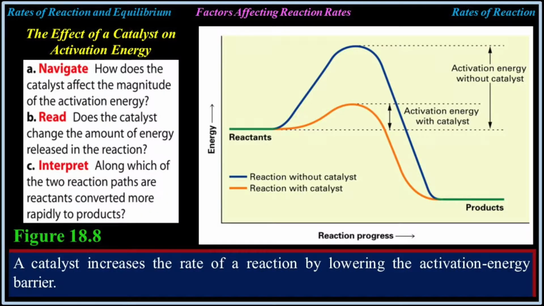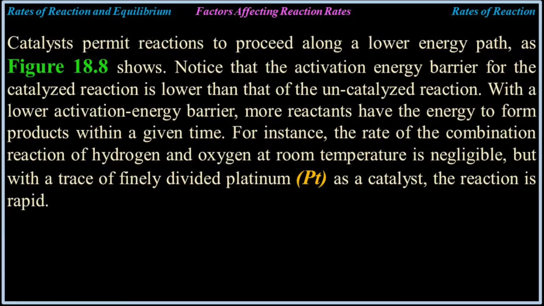And here is another shot of figure 18.8, which is mentioned in the next slide. It is here for your review. Study it carefully. Catalysts permit reactions to proceed along a lower energy path, as figure 18.8 shows. Notice the activation energy barrier for the catalyzed reaction is lower than that of the uncatalyzed reaction. With a lower activation energy barrier, more reactants have the energy to form products within a given time.